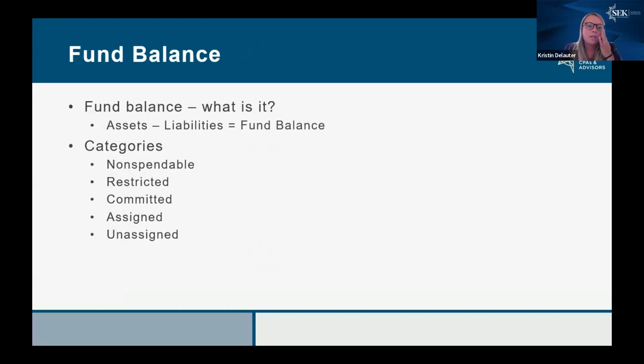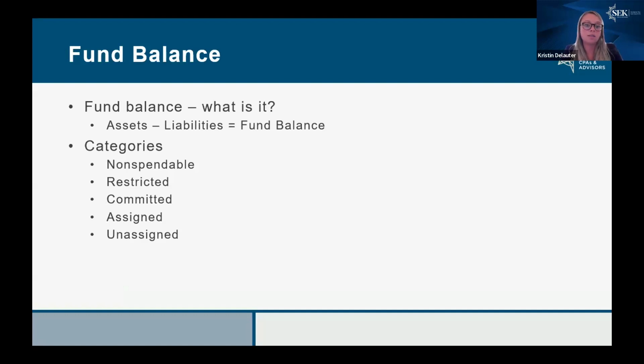And then the last slide I'm going to go over is our fund balance slide. So what is fund balance? It is the difference between your assets and your liabilities on your balance sheet. So it's the reserves that you have at the end of the year. As Kevin mentioned earlier today, there are 5 categories for fund balance.